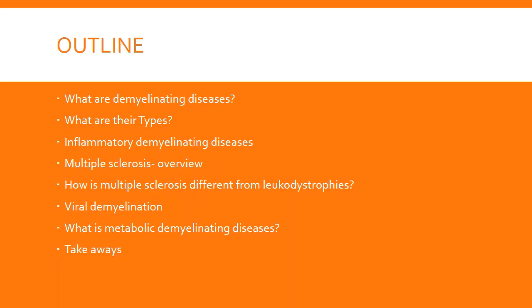So what do we plan to discuss today? We plan to discuss about the demyelinating diseases, what are its types, inflammatory demyelinating diseases, multiple sclerosis, yes, it's the most common demyelinating disease, and how is it different from leukodystrophies, viral demyelination, and what is metabolic demyelination, and finally the key takeaways. So let's start.